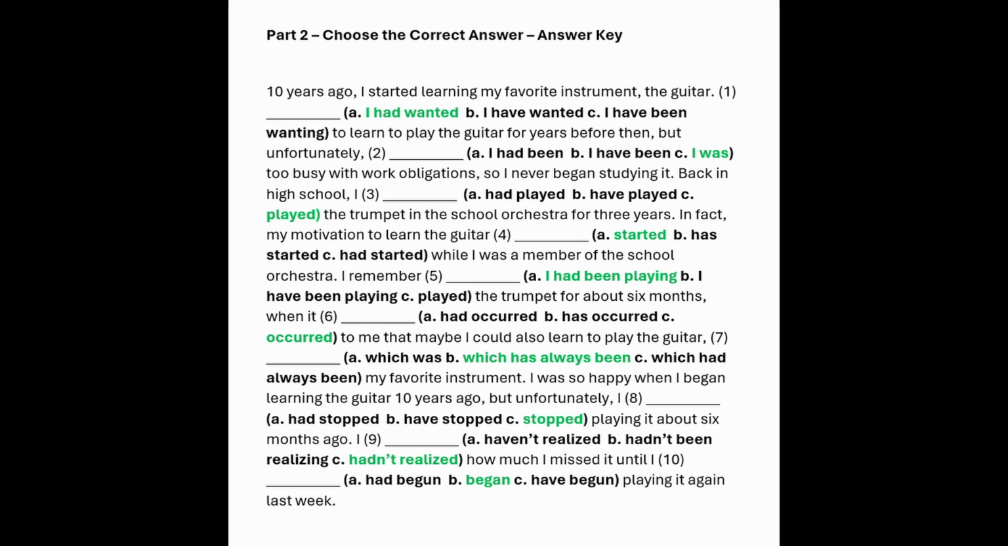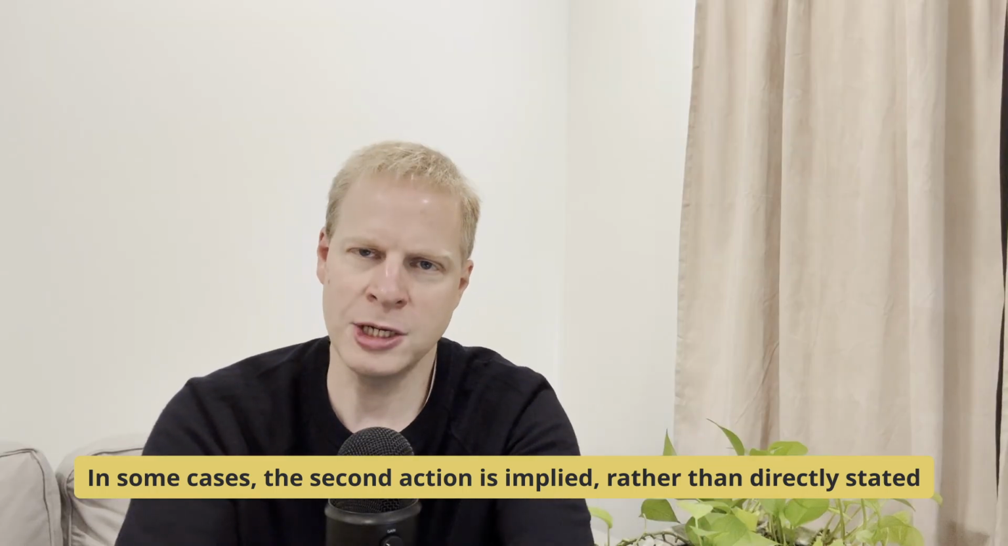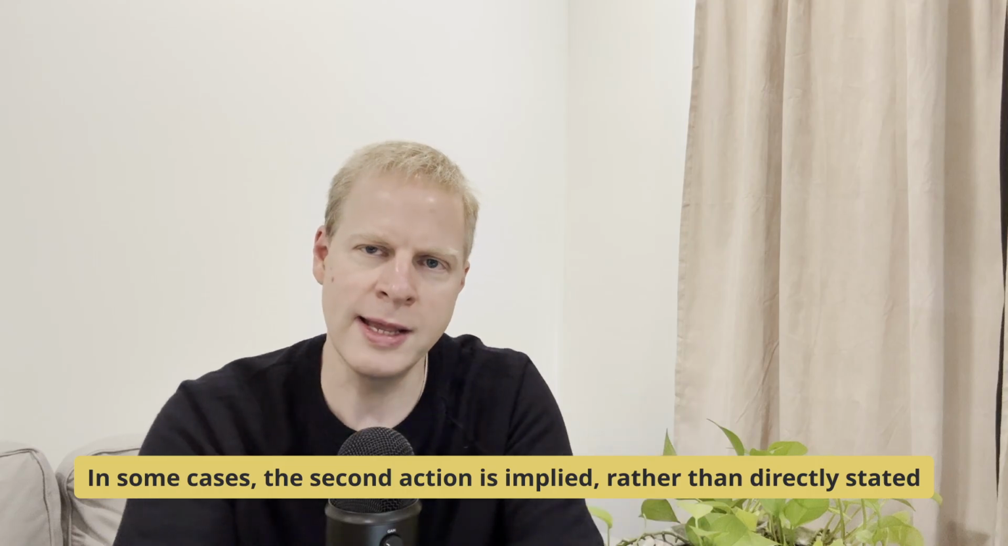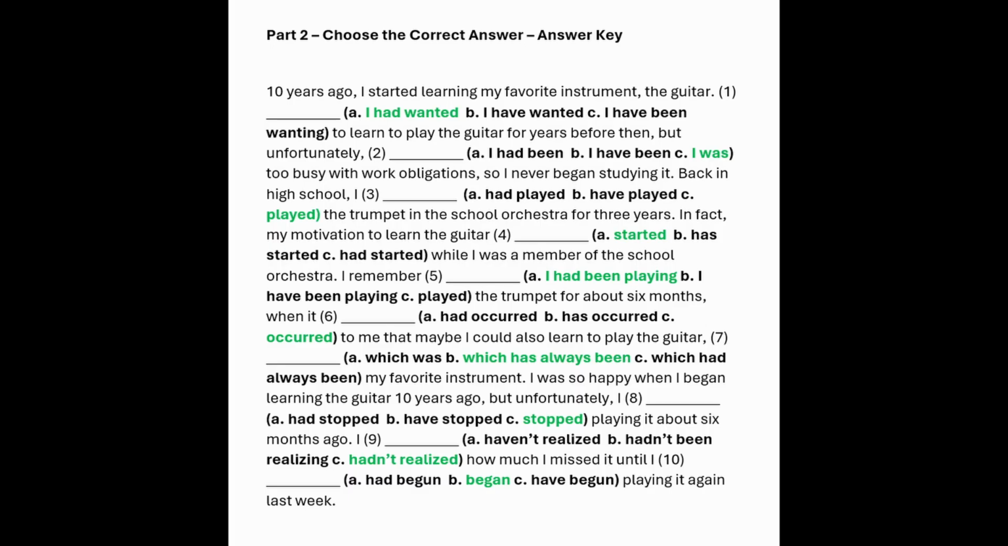That always sets up another action. We only use the past perfect tense to compare two actions. So we're setting up another action that is going to happen second, and that's going to use the simple past, and that's number 2. So number 2 should be the simple past. I was too busy with work obligations, so I never began studying it.